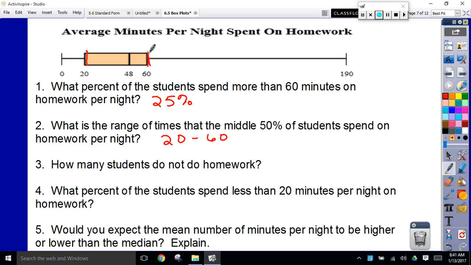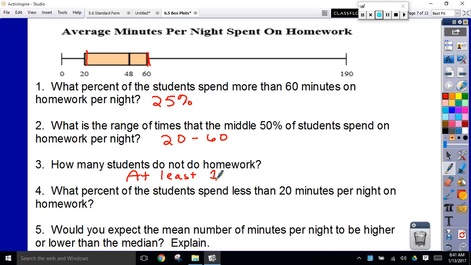Athena? At least one, because if there wasn't at least one, then there wouldn't be a 0. Okay, that's an excellent answer. She said at least one. If there was not one who did not do homework, there would not be a 0. The fact that there is a 0 on this chart in the first place tells us that at least one student had to have spent 0 minutes on homework, otherwise that minimum value would be a different number. Okay, so at least one, but we don't know how many.